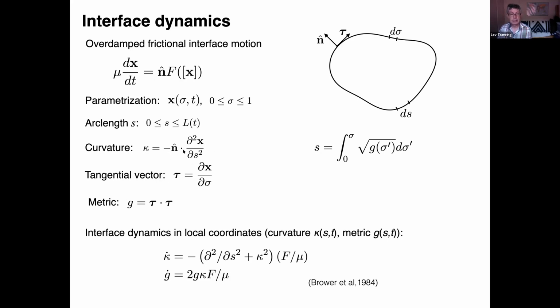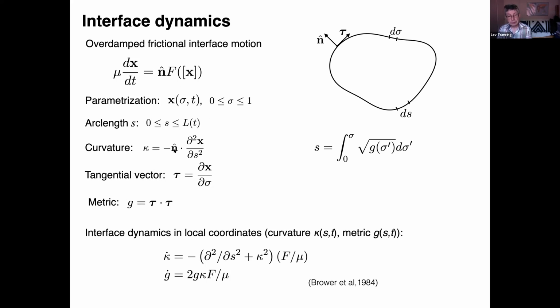so that's the definition. And you can introduce the tangential vector tau, which is basically the derivative of the position with respect to sigma, and the metric you can introduce as a dot product of tau. It's a norm of the tangential vector. So if the tangential vector becomes longer, so if the interface stretches, your metric gets bigger, right? So the metric characterizes how stretched the interface is locally, all right? And so there is a connection between arc length and the coordinate along the interface. So it's basically the integral of the square root of the metric over sigma.